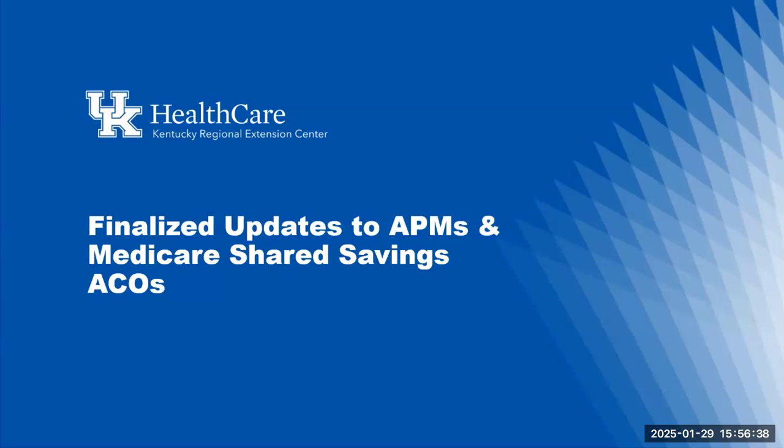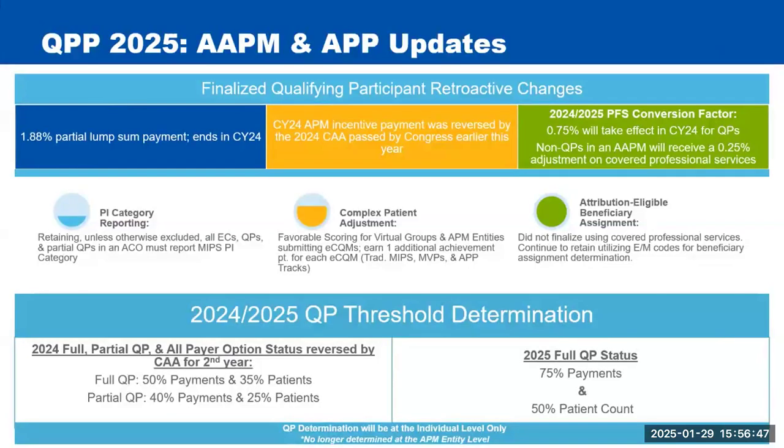Now, we're going to transition over to the APP track, or the Advanced Alternative Payment Model track, and discuss some changes. Let's first talk about advanced alternative payment models and updates to this track of the quality payment program. One of the changes that we saw in the 2025 PFS related to advanced alternative payment models relates to the qualifying participant determination.